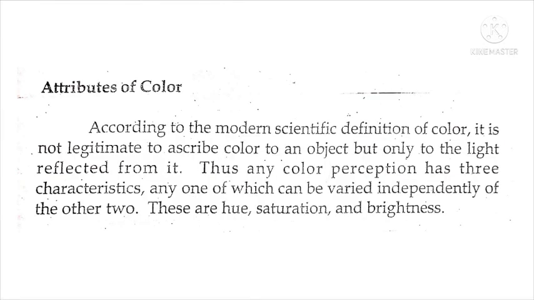According to the modern scientific definition of color, it is not legitimate to ascribe color to an object but only to the light reflected from it. Thus, any color perception has three characteristics, any one of which can be varied independently of the other two. These are hue, saturation, and brightness.